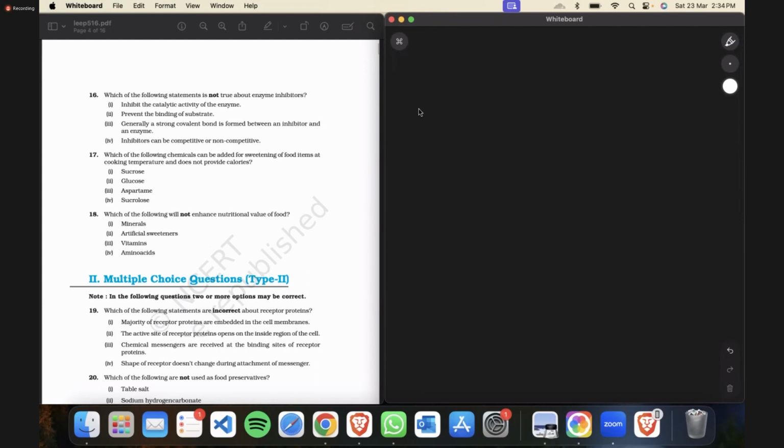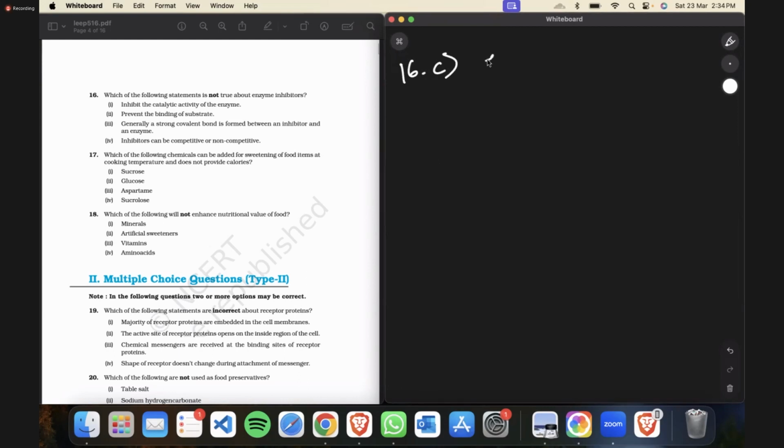Option C is not true. A is true. It will inhibit the catalytic activity. It will prevent the binding of a substrate, and inhibitors can be competitive or non-competitive. But option C, if you see, generally a strong covalent bond is formed between an inhibitor and an enzyme. That is incorrect. So the correct answer for 16 is C.